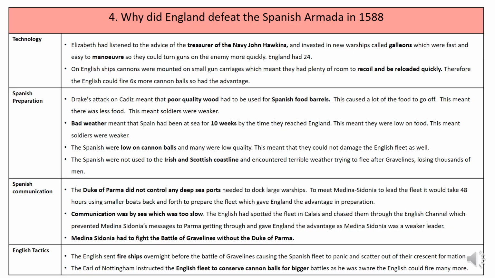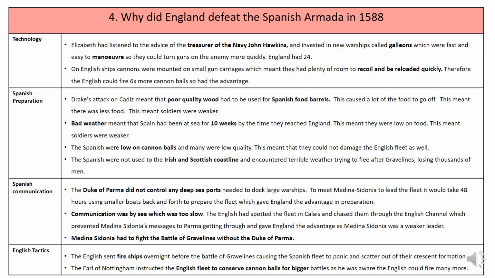Further, the messages between Duke of Parma and Medina Sidonia were blocked by the English, who had spotted the fleet in Calais and had chased the Spanish through the English Channel, which meant that messages were severely delayed. So this meant that the night before the largest battle, Battle of Gravelines, Medina Sidonia was not able to meet up with Duke of Parma as planned, and it meant that he had to lead the fleet and he had no real experience. This put England at a massive advantage.